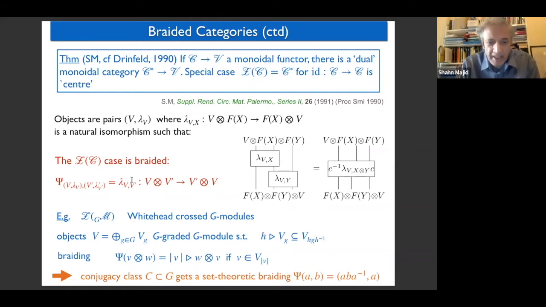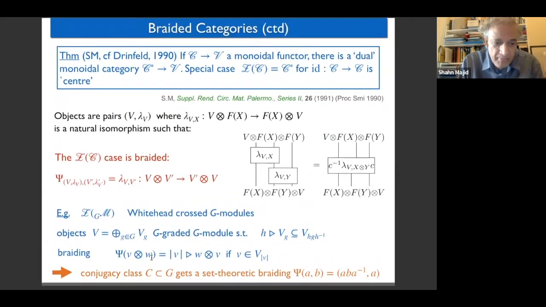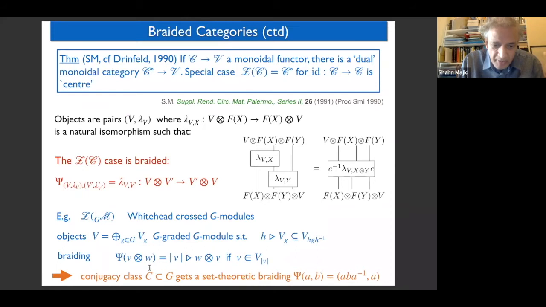And then the braiding described here just comes out as this: if you want to braid V, let's say V is in something of degree, which I call mod V, and you want to braid it past W, then you swap them. But as it goes past, it acts on it by the action. So because V and W are elements of G graded G modules, this is the braiding in the category.